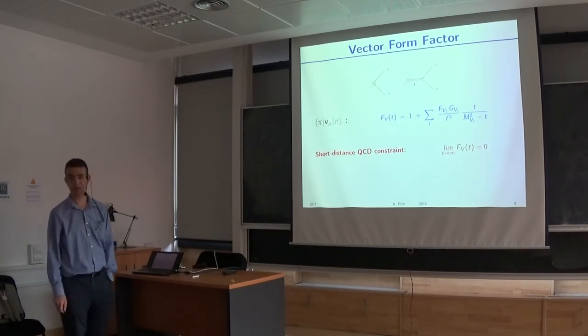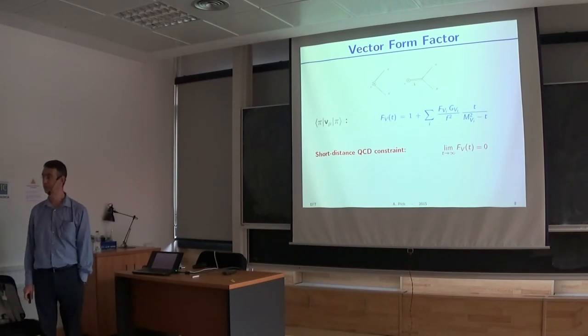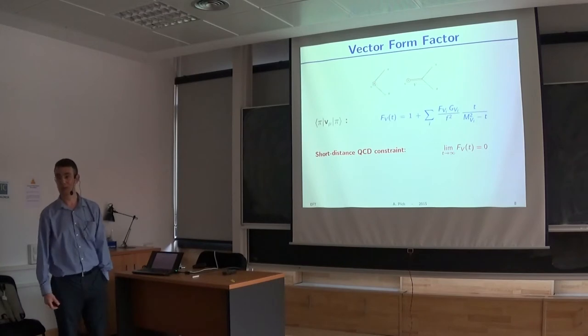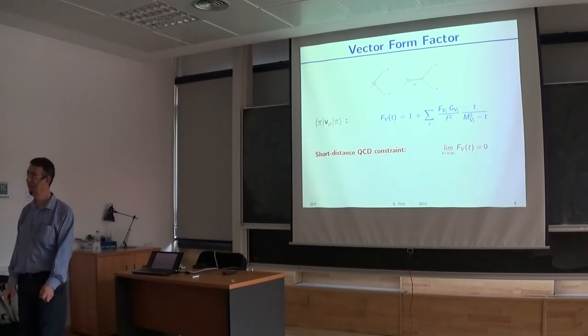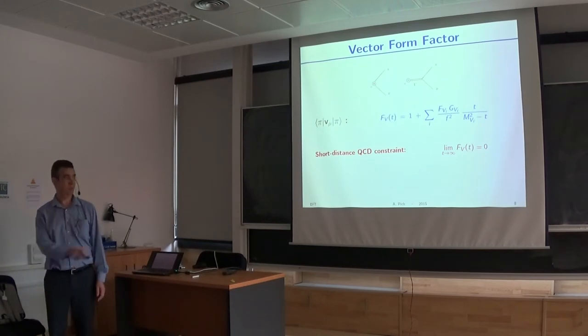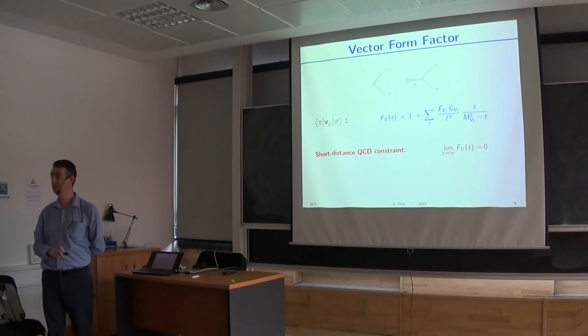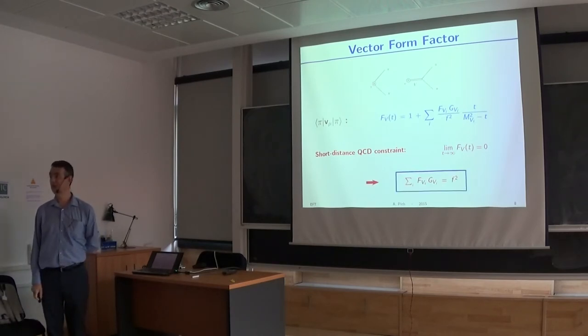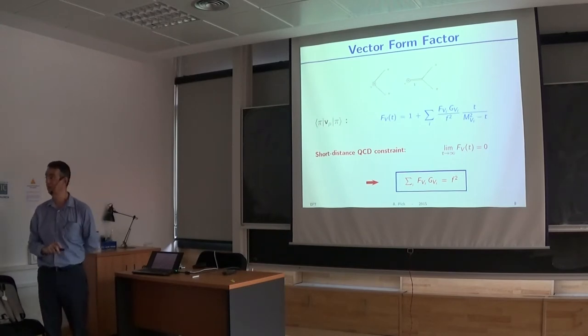But QCD tells me that at very large energies, this form factor should fall down to zero. You can prove that in QCD. But of course, if perturbative QCD is already working fine at 1.5 GeV, and it does within 10%, 20%, then at 1.5 GeV you should already get this behavior. So you need to impose that this form factor, in terms of resonances, satisfies that. This tells you this equality. Because this is one, this goes to a constant at large t, this is minus one. So one minus the sum of these couplings should be zero, so you get this constraint.